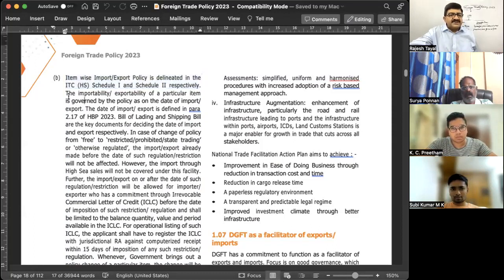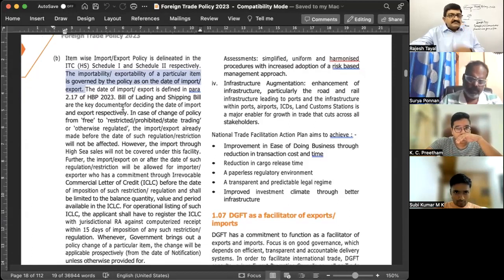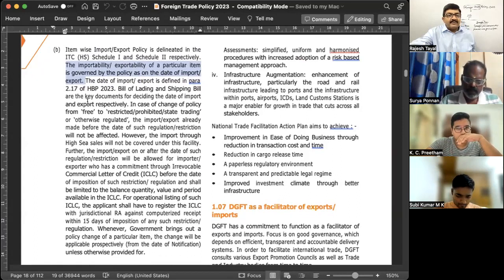Anyway, they say the importability, exportability of a particular item is governed by the policy as on the date of import and export. Underline this one. The importability or exportability is as on the date of import or export. The date of import export is defined under para 2.17 of the Handbook of Procedure. So Handbook of Procedure we'll see later on. Bill of lading and shipping bill are the key documents for deciding the date of import and export respectively.